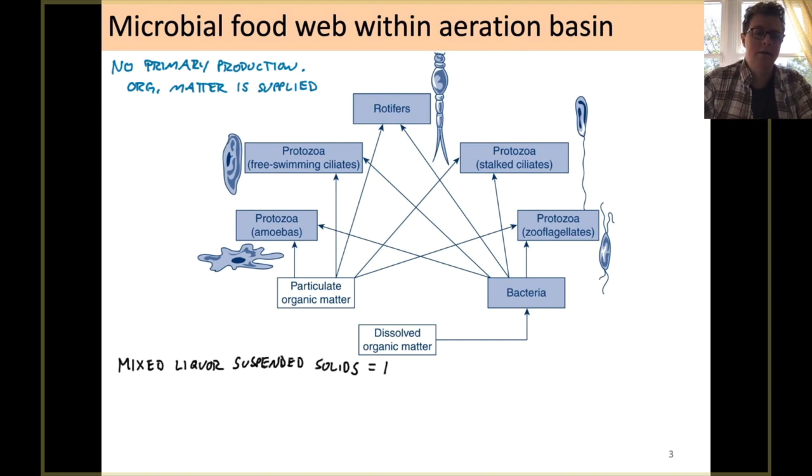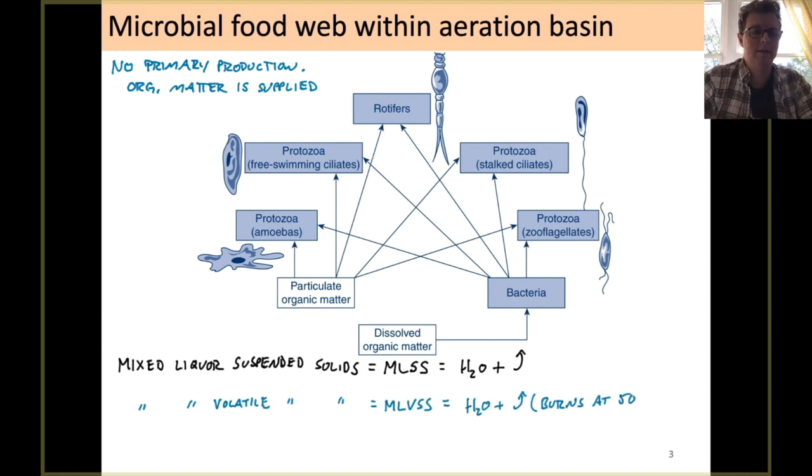The combination of this microbial biomass along with the water that it's moving with is what's called mixed liquor suspended solids, or MLSS is the common abbreviation for that. And the other one that we'll use occasionally is mixed liquor volatile suspended solids. The difference being that V for volatile, these are the suspended solids that are thought of as organic, and we measure that by burning those off at 500 degrees centigrade.